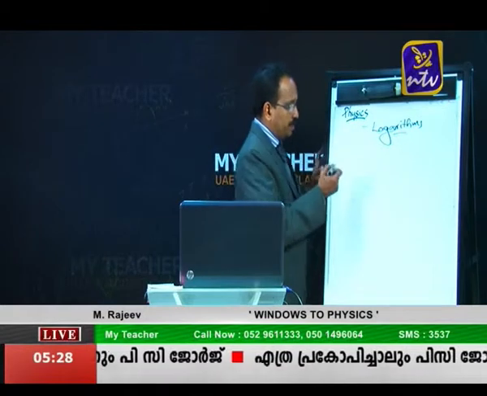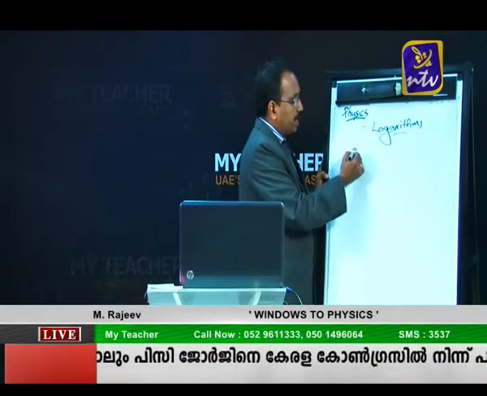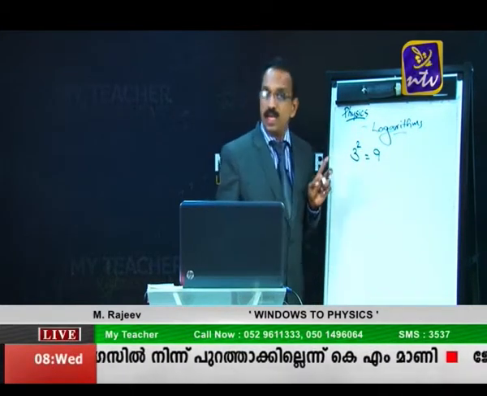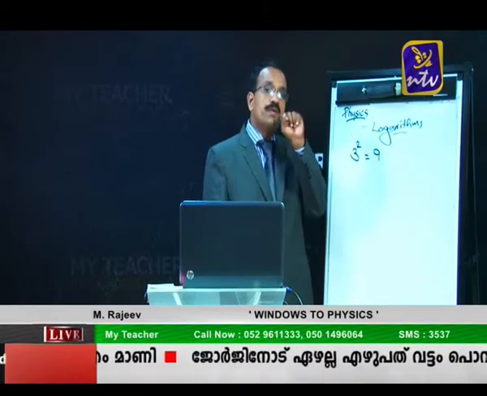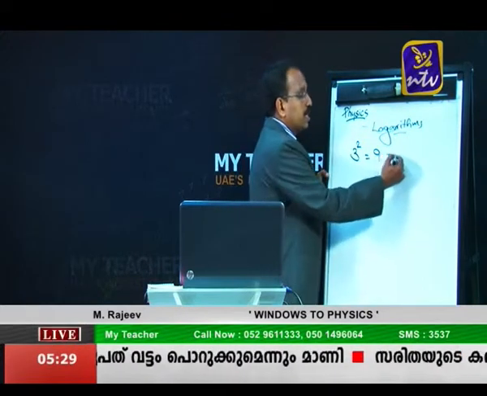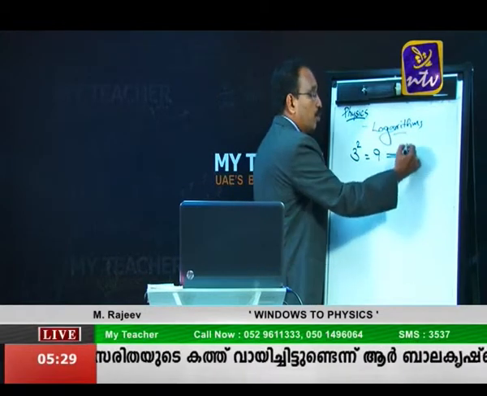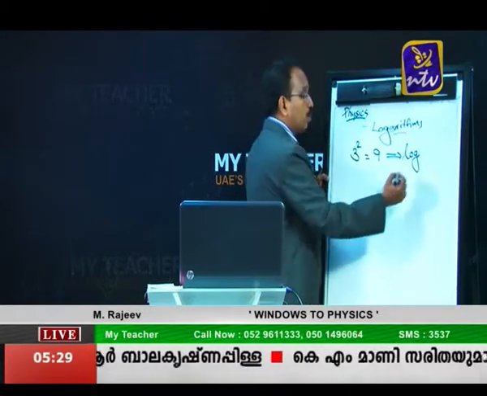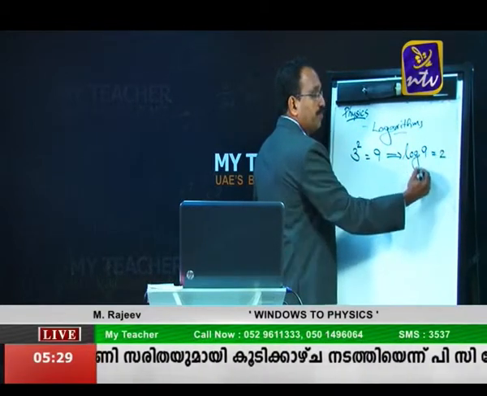So first point is, what is logarithm? I will explain that. Suppose I write 3 squared is equal to 9. When I write 3 squared is equal to 9, it is in the form of power or exponential form. But this same mathematical statement we can write in another way: logarithm of 9 is equal to 2 if the base is 3.